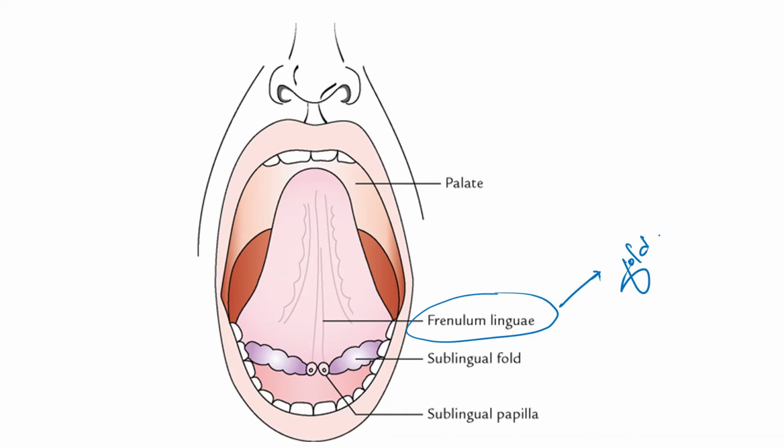On either side of the frenulum lie the sublingual papillae, as we can see here. These sublingual papillae allow the opening of the submandibular duct. On each side of the sublingual papillae lies the base of the frenulum through which the submandibular duct opens. On each side of this median frenulum lies the plica.